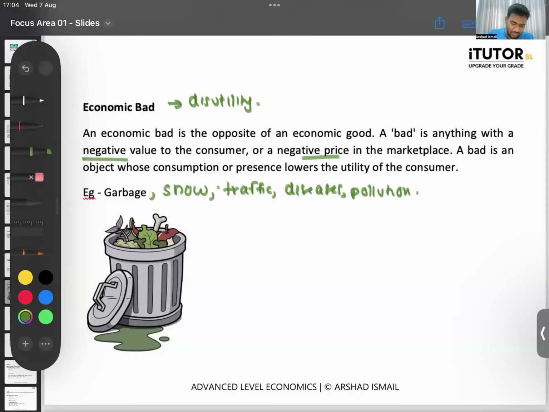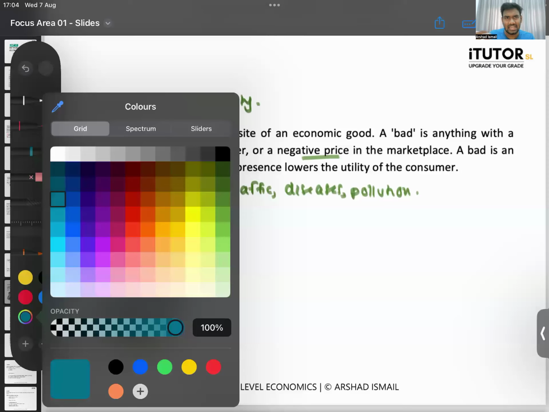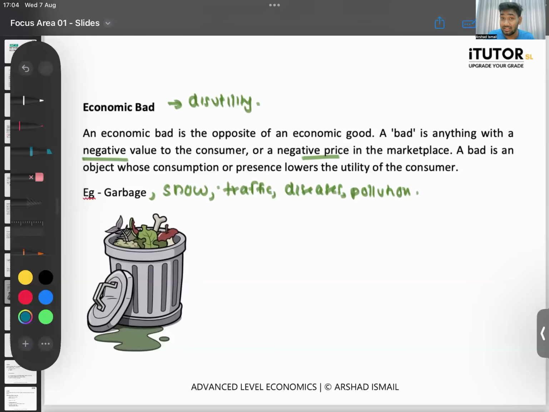Is something like cigarettes and alcohol an economic bad? Cigarettes, alcohol, are they an economic bad? What do you all think? Yes or no? Are people paying money to buy cigarettes? Or are people paying money to get rid of the cigarette? You're paying money to buy the cigarette, right?